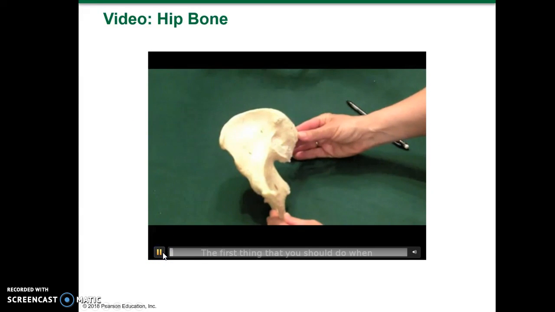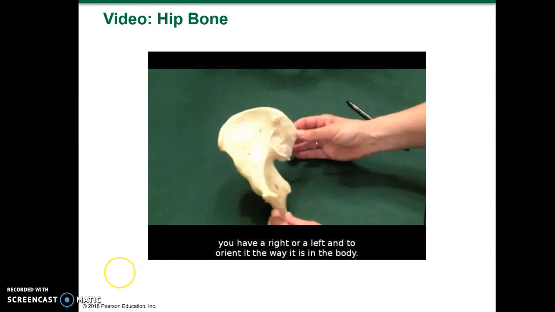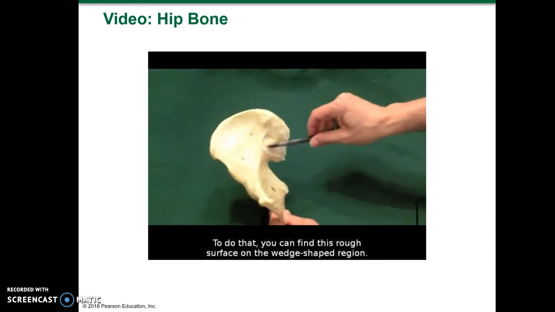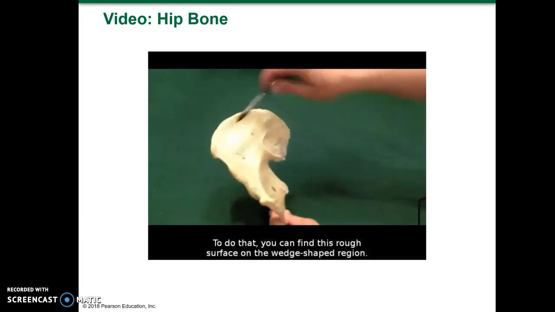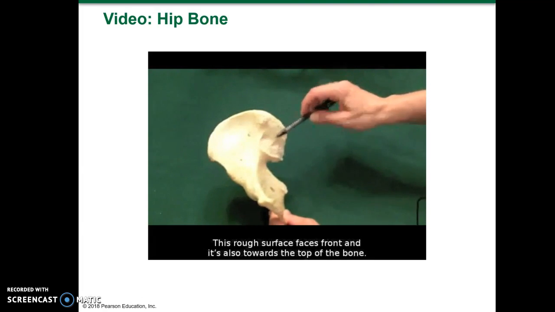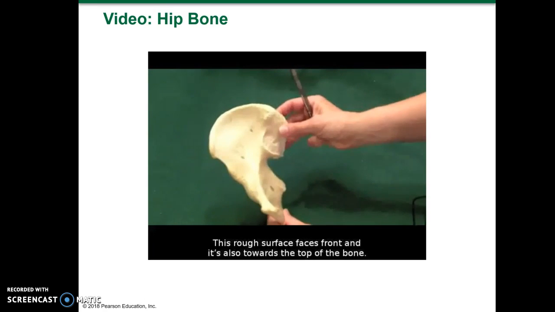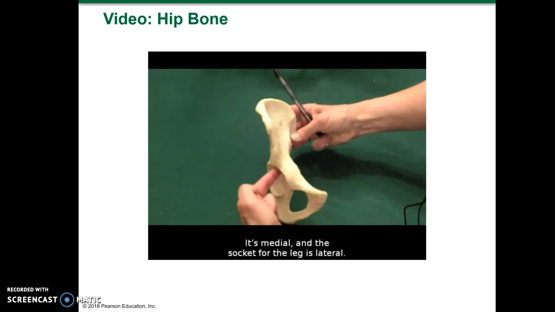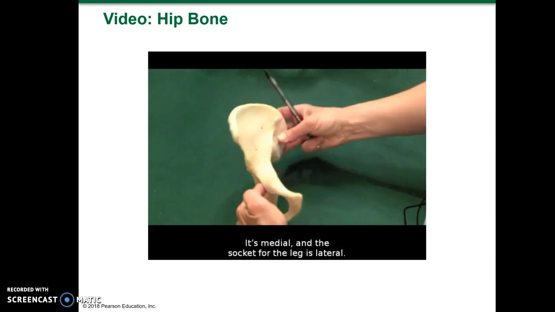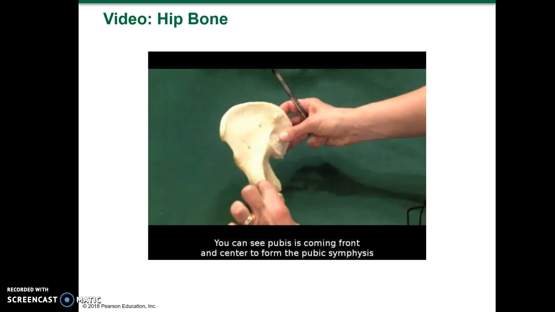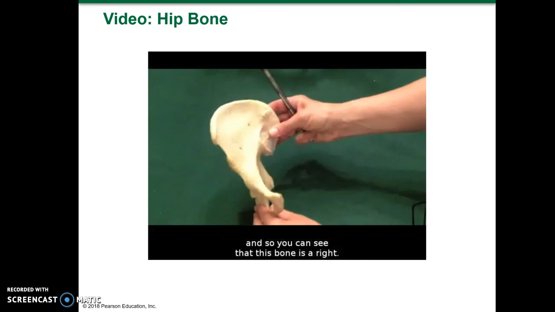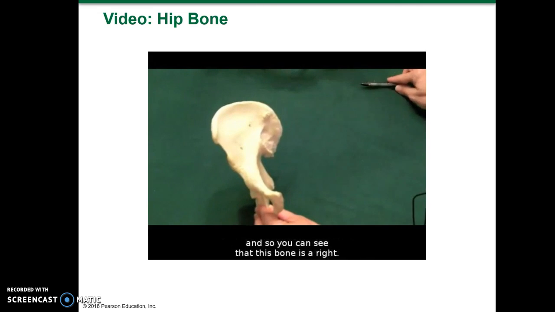The first thing that you should do when you're learning this bone is to determine whether you have a right or a left and to orient it the way it is in the body. To do that, you can find this rough surface on the wedge-shaped region. This rough surface faces front, and it's also toward the top of the bone. It's medial, and the socket for the leg is lateral. You can see the pubis is coming front and center to form the pubic symphysis. And so you can see that this bone is a right.